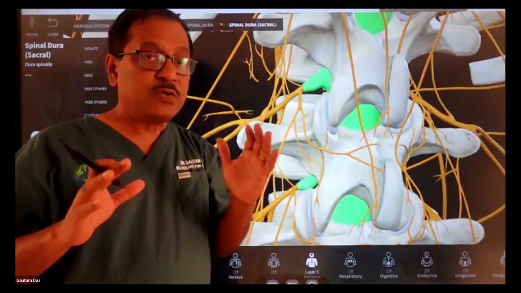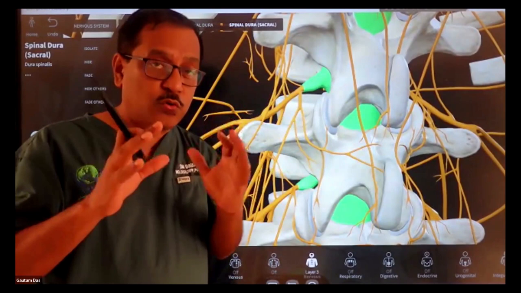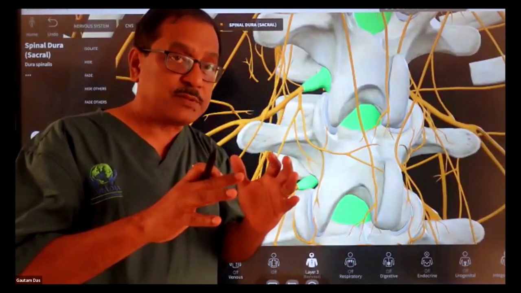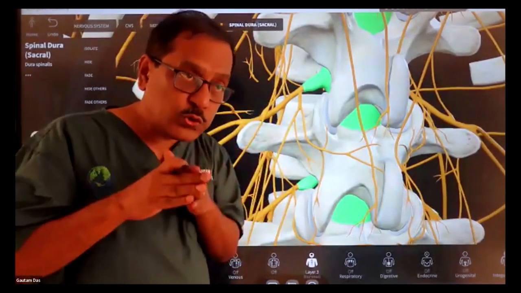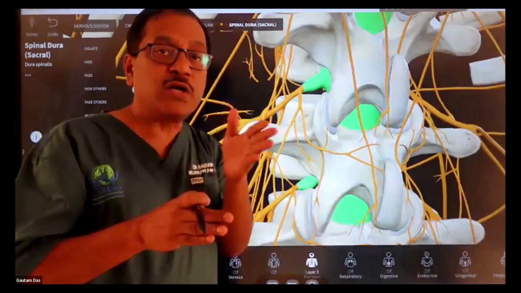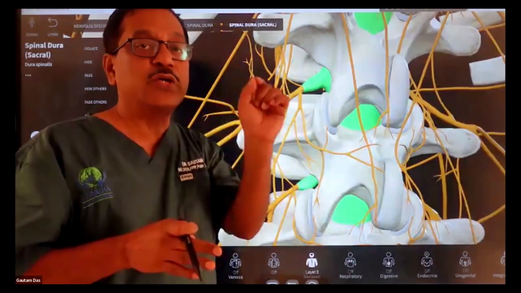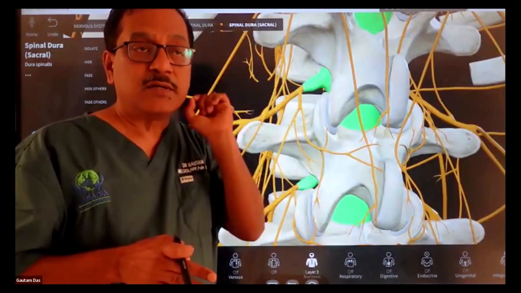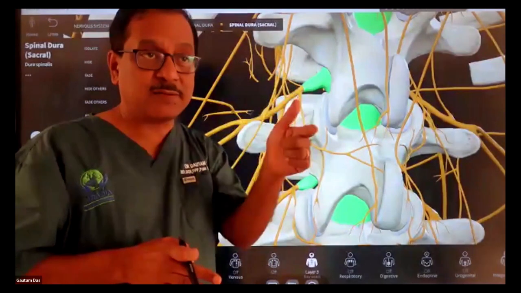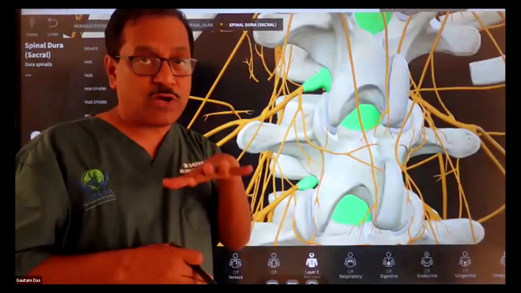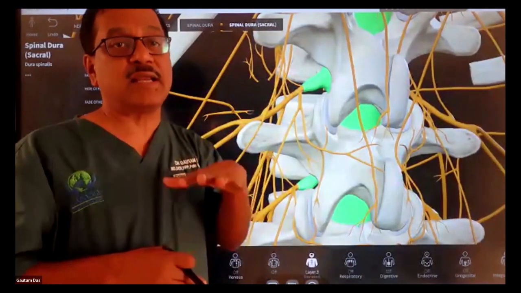That is the reason why nowadays we prefer to do this transforaminal epidural through the lower part of the foramen, so that we are not damaging the exiting nerve root, and we are not going to damage or hit the blood vessel which is supplying the nerve root, the radicular blood vessels. So the lower part is known as Kambin's triangle approach.